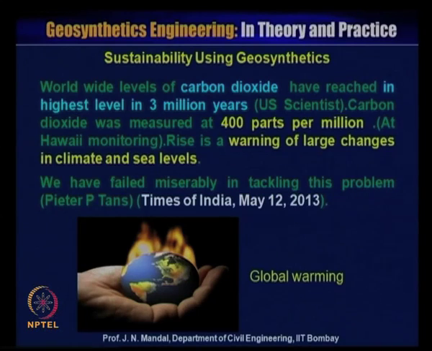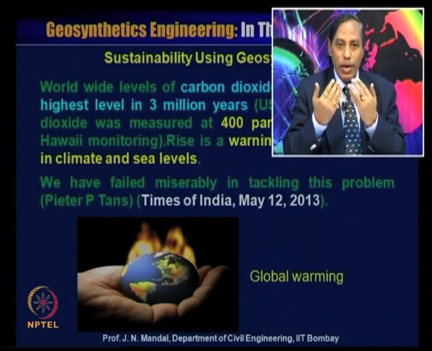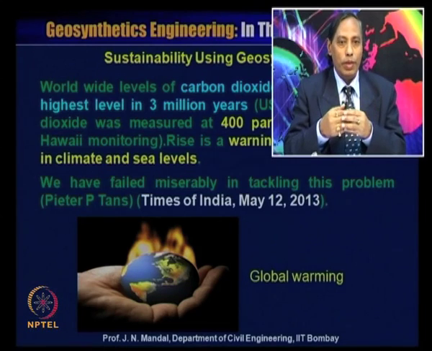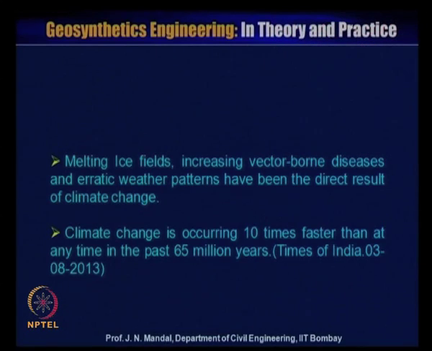Next, we will begin the course on sustainability using geosynthetics. Worldwide, the level of carbon dioxide has reached its highest level in 3 million years. US scientists measured carbon dioxide at 400 parts per million at the Hawaii monitoring station, a warning of large changes in climate and sea level. We have failed miserably in tackling this problem, Times of India, May 12, 2013. That is why there is global warming, and how can we control it?